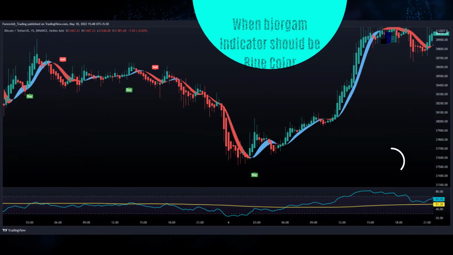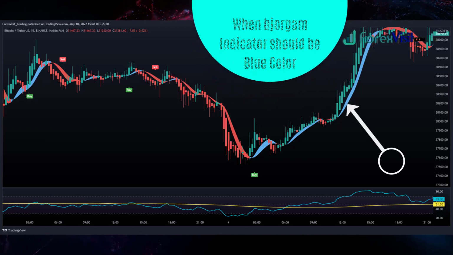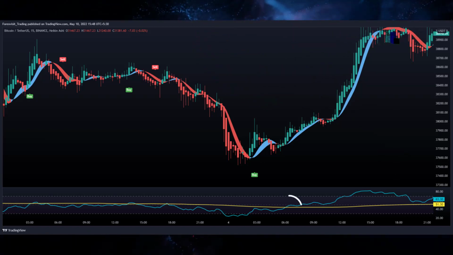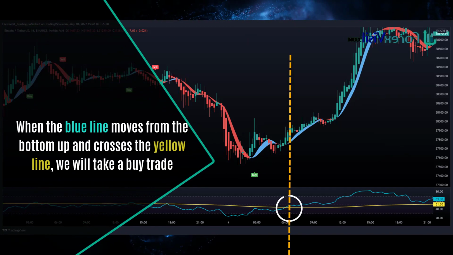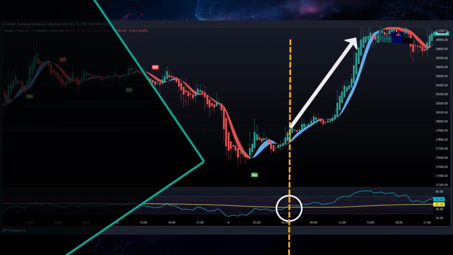When the indicator should be blue color. When the blue line moves from the bottom up and crosses the yellow line, we will take a buy trade.